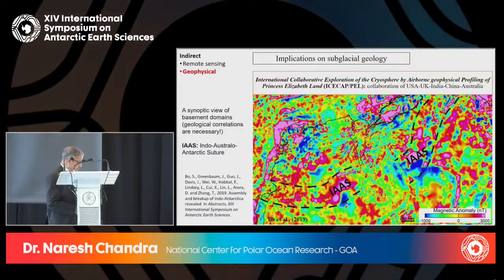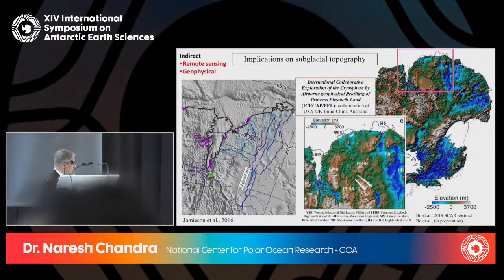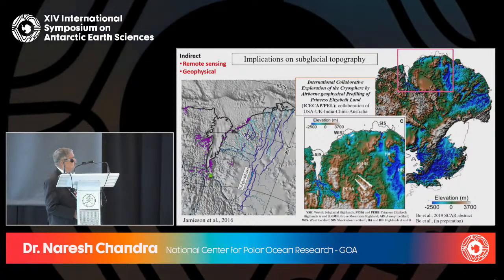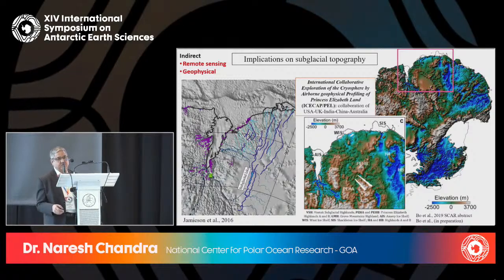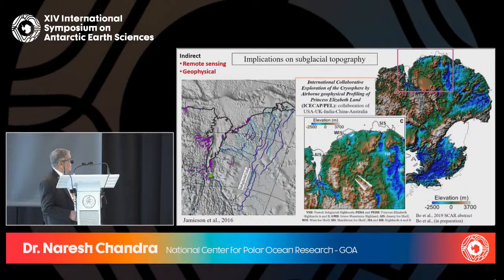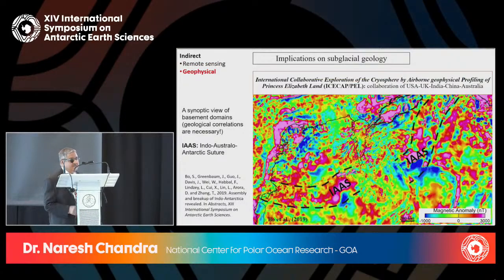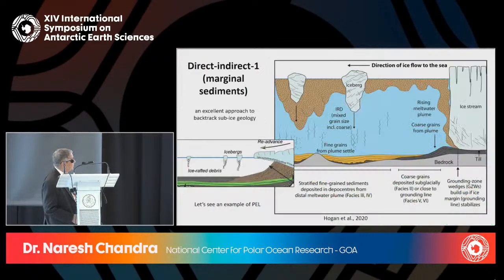So one example of the remote sensing one is this area of PEL, which was not well explained before the second ice cap, and then there is a much better resolution which one sees after the ice cap flights. And the other is the geophysical, where you have relatively much higher resolution magnetic data which has become available now.